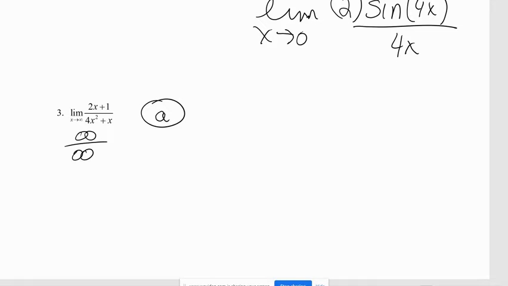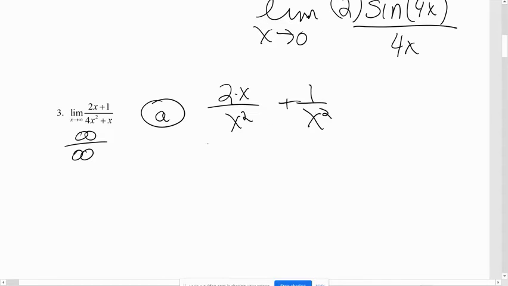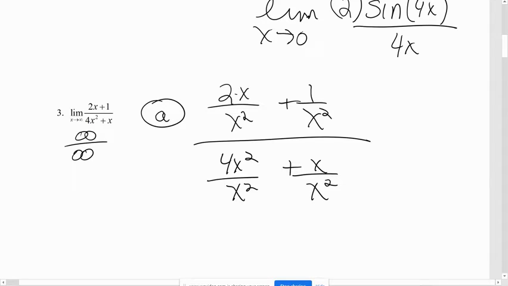The method that we used first semester was to divide everything by, sometimes it was x, actually most of the time it was x, but in this case I'm going to divide by x squared. So 2x over x squared plus 1 over x squared, over 4x squared over x squared plus x over x squared. All right. So hopefully you remember that method. The reason why it's x squared instead of x is because you take whatever degree is the largest and you divide by that. So we have an x squared, so we're going to divide by x squared.